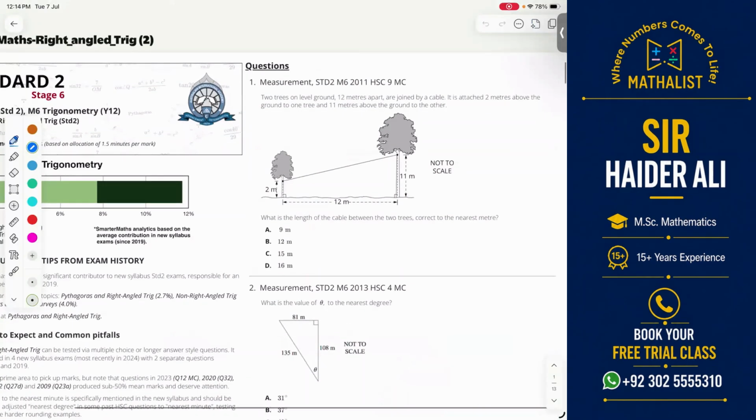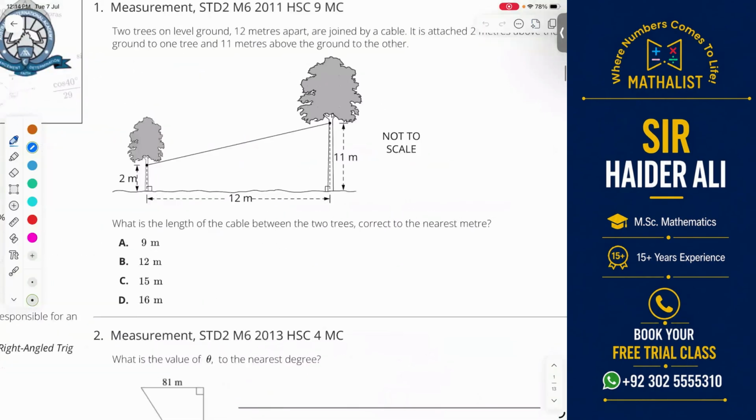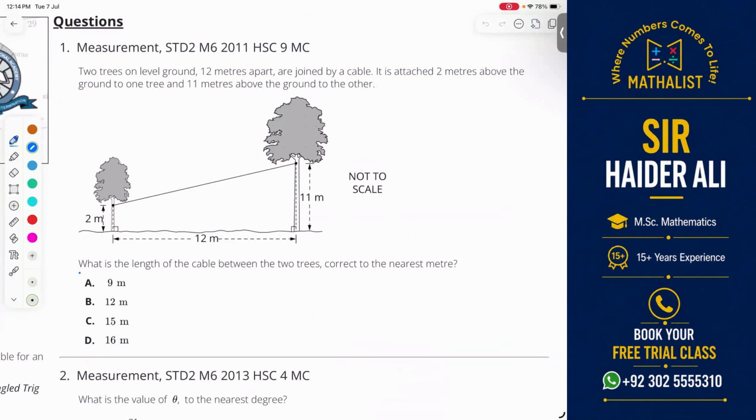Now here in question number 1: what is the length of the cable between the two trees? There is a cable between two trees and we have to find this cable length. Here there is no right angle triangle. We must draw a right angle triangle, so I will draw a horizontal line here and this becomes a right angle triangle.